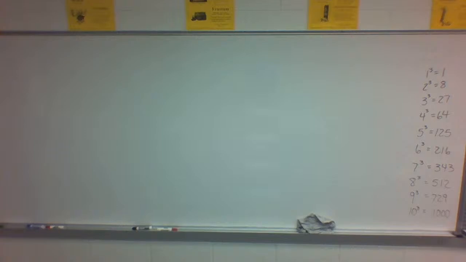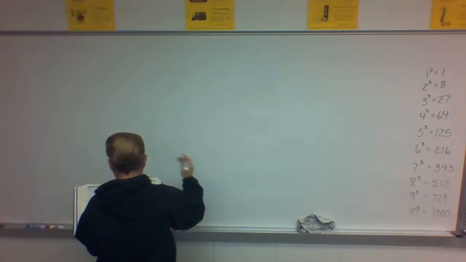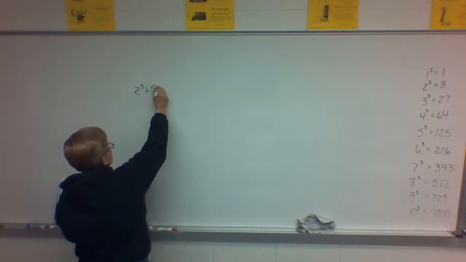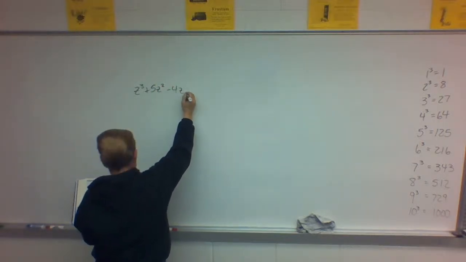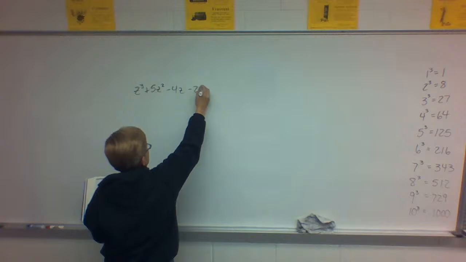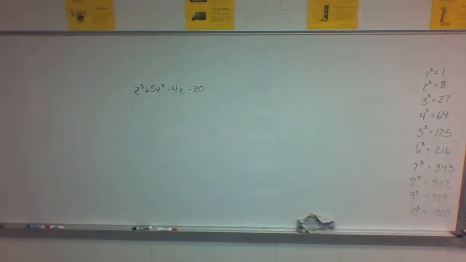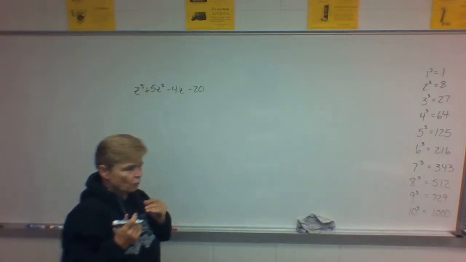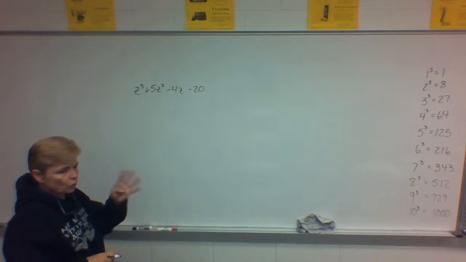So I've got z cubed plus 5z squared minus 4z minus 20. I'm doing example 3, by the way. So this is your first crack at trying to do not a quadratic, but a cubic function. It's got 4 terms. And since it has 4, all the skills you've learned up to this point today don't apply because it has 4 terms.